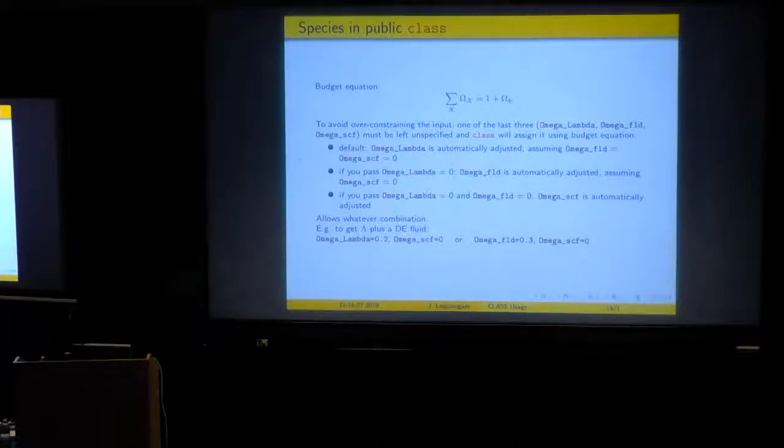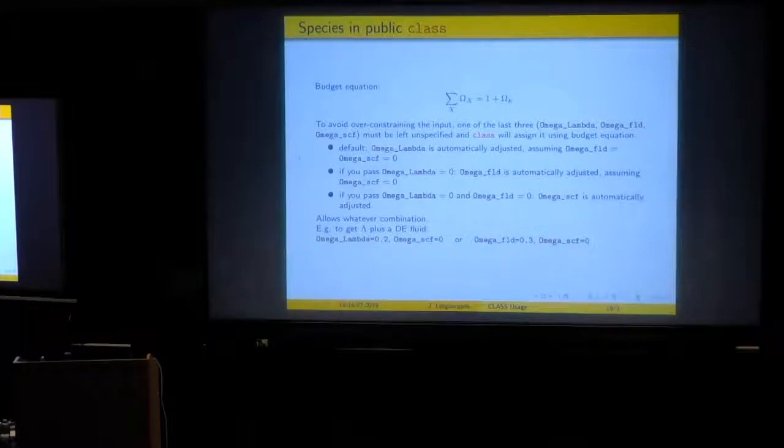So this is the logic when you want only one of the three. When you want more than one, it also works. For instance, suppose you want to get a true cosmological constant plus a dark energy fluid. Then you will pass omega scalar field to 0, and for instance, omega lambda to 0.2, and then the code will adjust the dark energy fluid to about 0.5. Or if you want to do the opposite, keep passing this to 0, and give a value of omega fluid, and the code will automatically adjust omega lambda to, in this case, something like 0.4. So you can still have whatever.